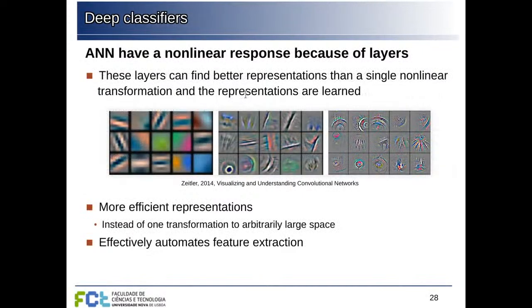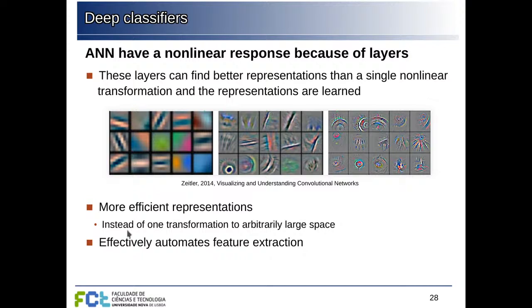So these layers, this is an example with a convolutional network because it's easier to visualize. I'm not going to explain now what a convolutional network is, but we're going to look at that in more detail further on in the semester. But these represent what kinds of patterns in the input images. So these are used for image classification.